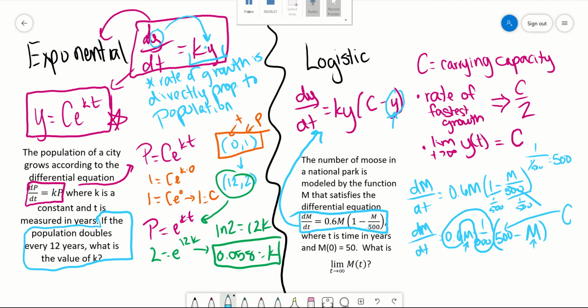So it asks us here, what's the limit as t approaches infinity? That's just going to be 500. If it asked you when is the rate of fastest growth, you know your carrying capacity is 500, so it would just be 500 over 2, which would give you 250.